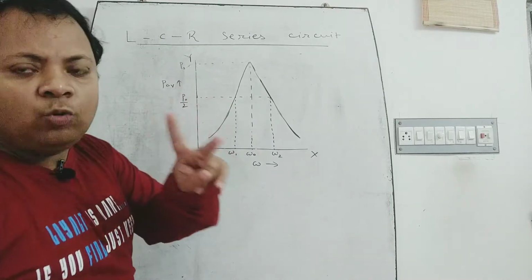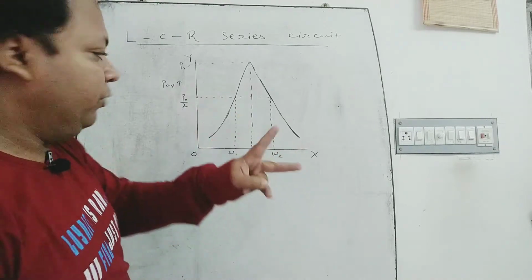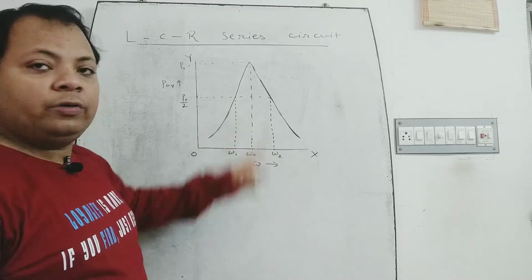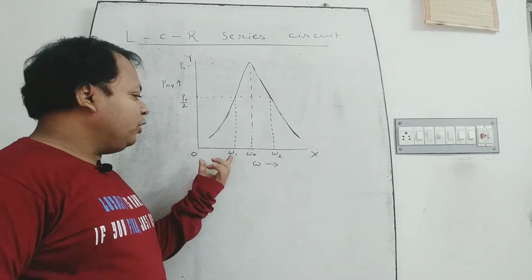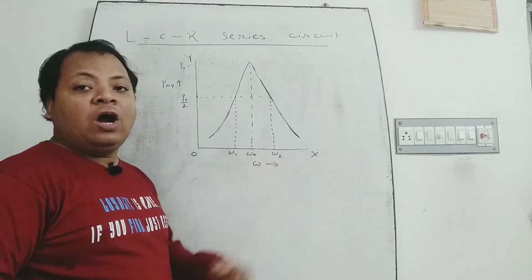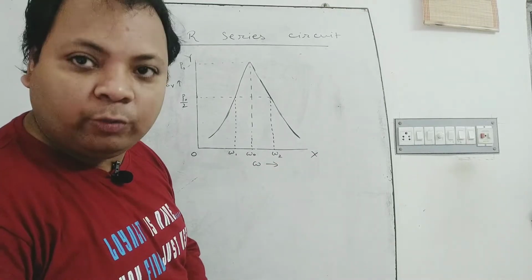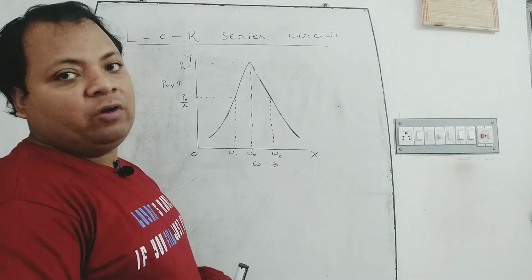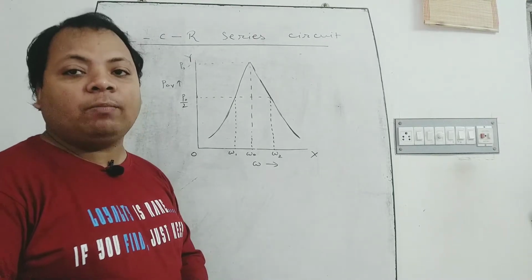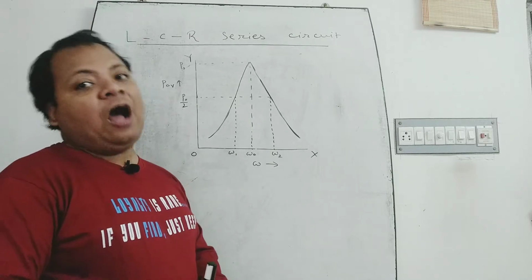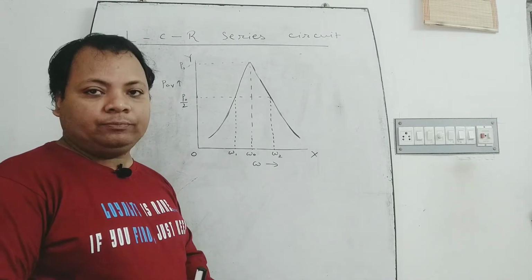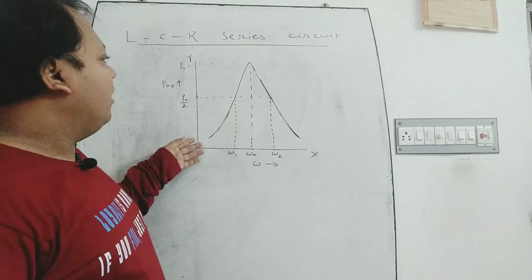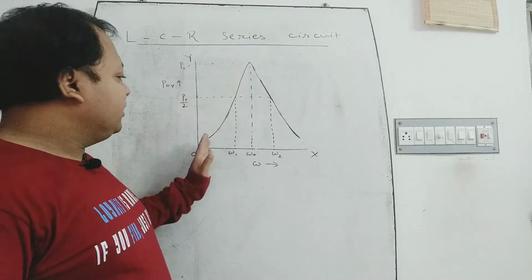Omega 1 and omega 2 are the half power frequencies. The difference between omega 2 and omega 1 is known as the bandwidth of the circuit. Here omega 0 is the resonance angular frequency, and omega 1 and omega 2 are the half power angular frequencies.